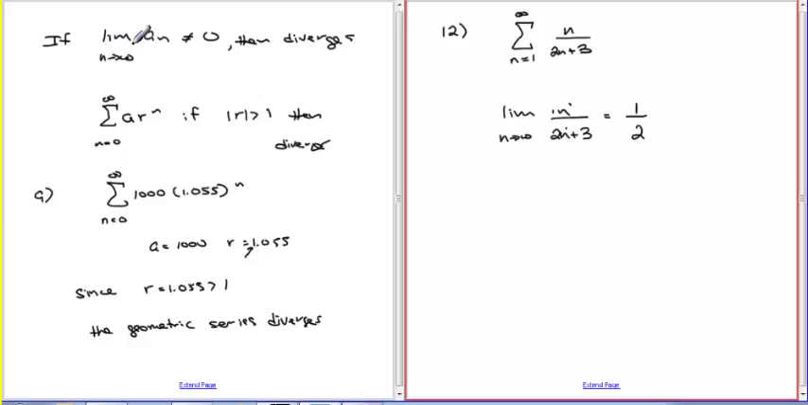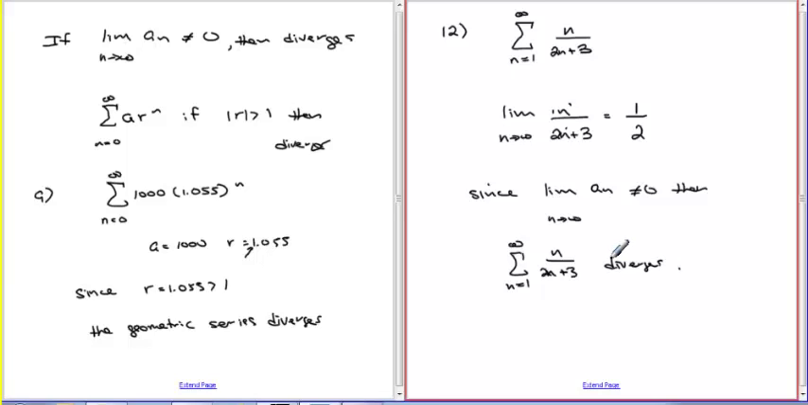And since the limit of a sub n, which is this term, as n goes to infinity does not equal 0, it diverges by the other reason. So since the limit of a sub n as n goes to infinity does not equal 0, then the original series diverges.